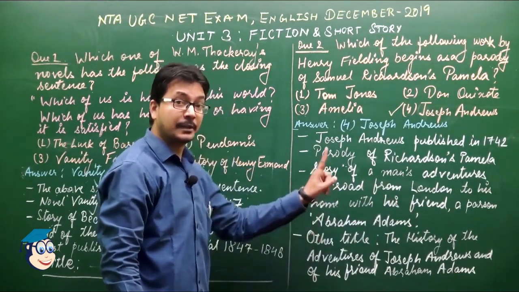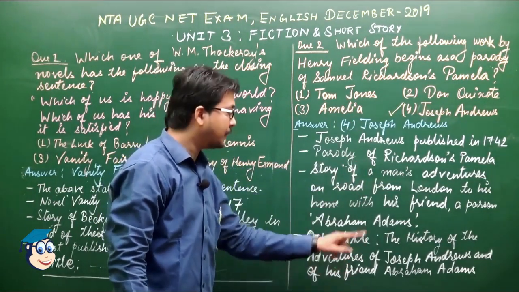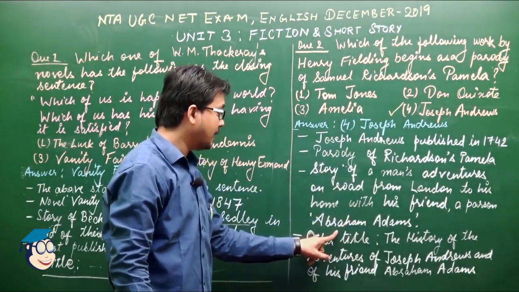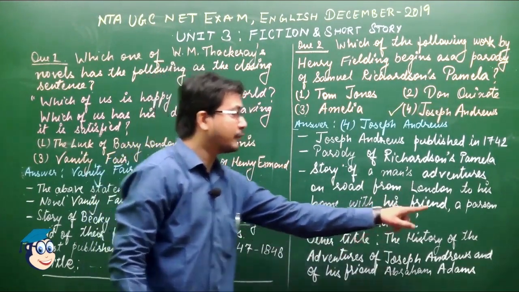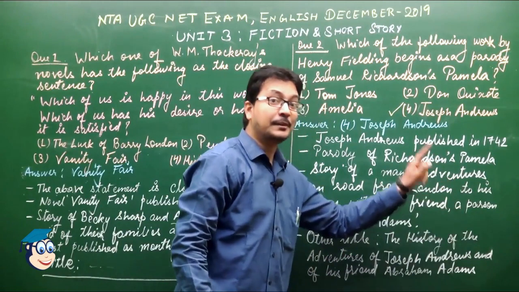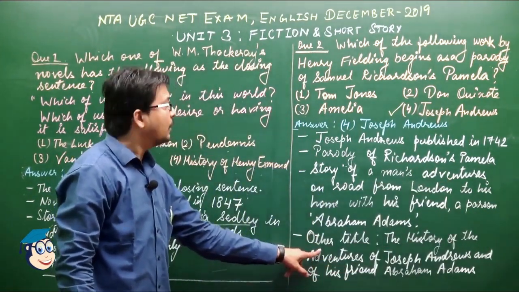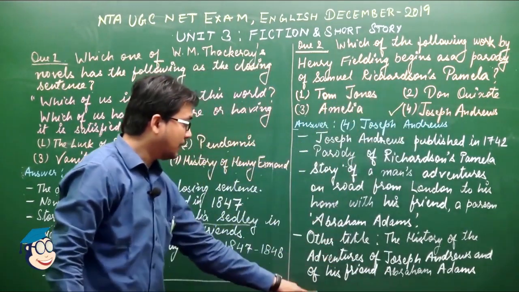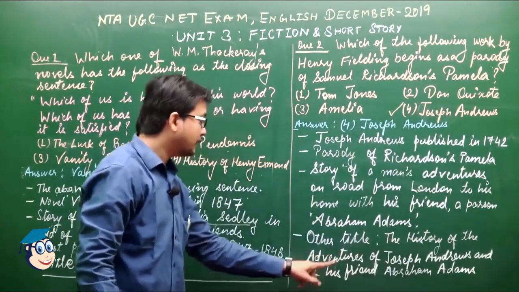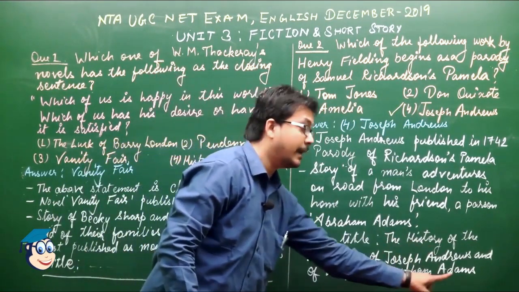Along with the prime character Joseph Andrews, there is another character entitled Abraham Adams. You should never forget that he was a parson and an absent-minded person. If we talk about the other title of Joseph Andrews by Henry Fielding, then the other title was The History of the Adventures of Joseph Andrews and of his Friend Abraham Adams.